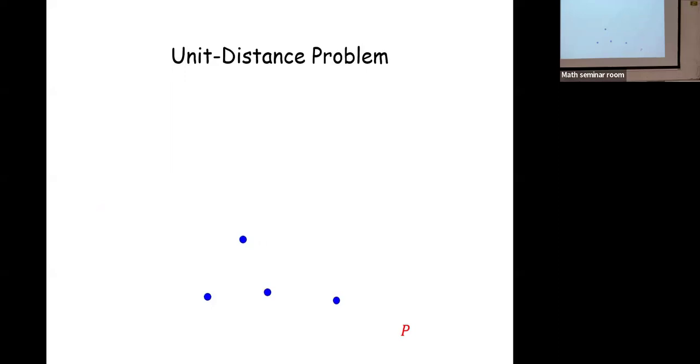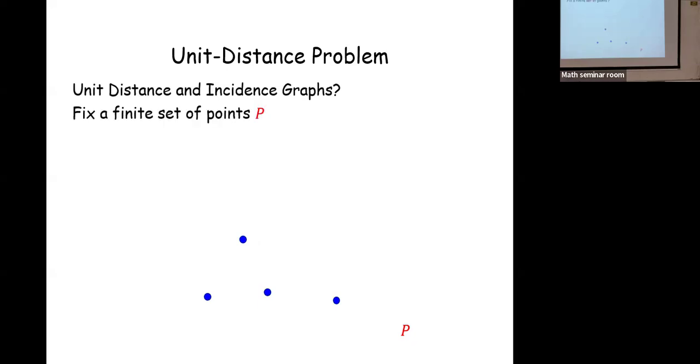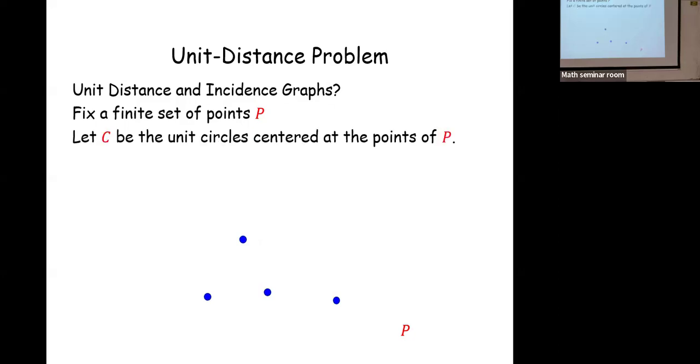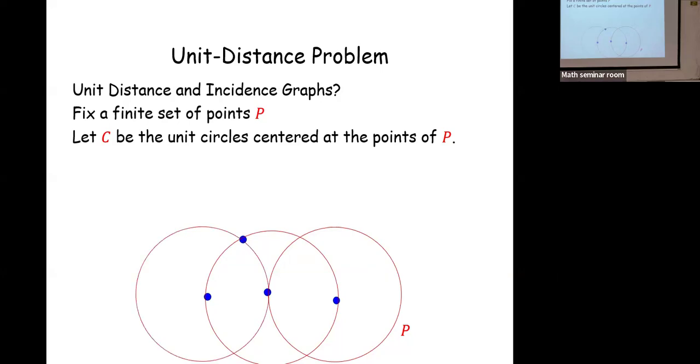But what is the relation to incidence geometry? The observation is very simple: if you fix the point set that you want to bound the number of pairs at distance 1 for, what you can do is look at the set C of circles as follows. Put a unit circle centered around each of the points. So we have 4 blue points. We will draw 4 unit circles, 1 for each point. So 1 centered at this point, 1 centered at that point, 1 centered here, and 1 centered at this point. So we'll have something like that.